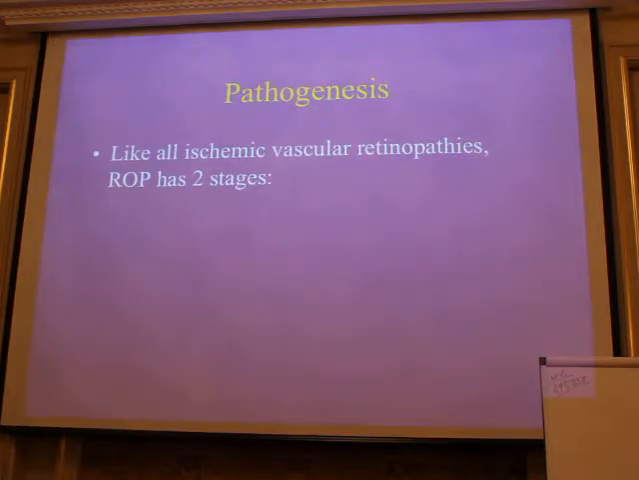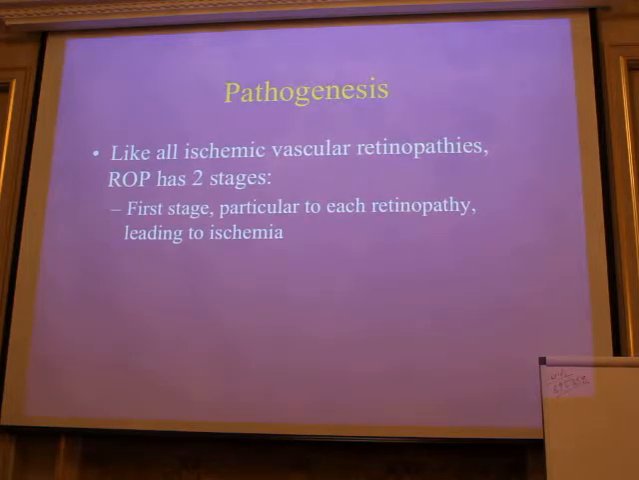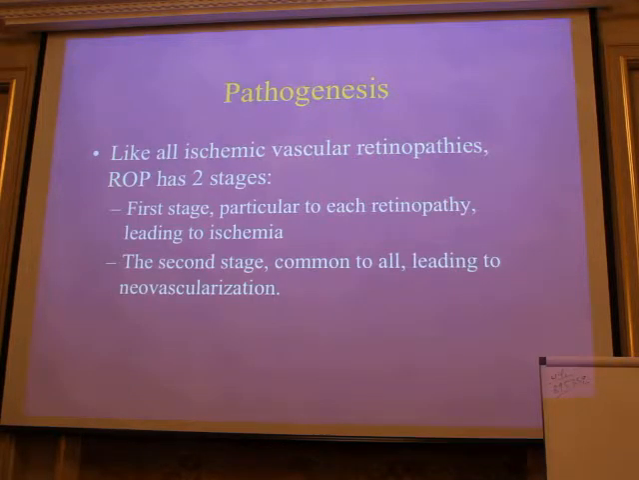Now, what is the pathogenesis? Of course, like all vascular retinopathies, you have two stages. The initial stage is particular to each retinopathy, as we saw in diabetes; here, we will talk about it. The second stage is common to all, and leads to neovascularization. Basically, once the retina is ischemic for a while, it starts secreting angiogenic factors. Vascular endothelial growth factor is one, but I don't want you to stop at this.